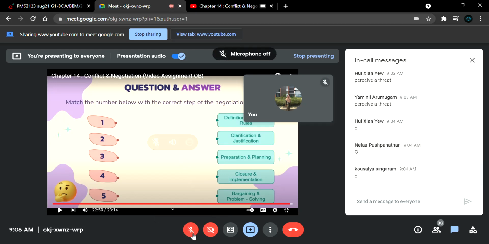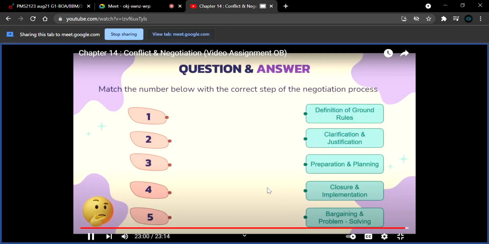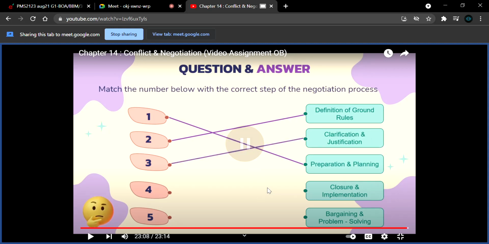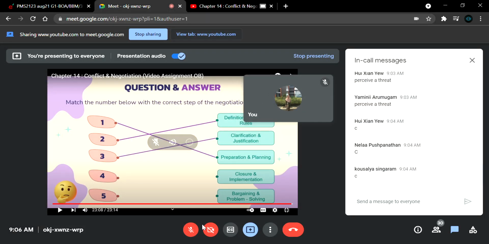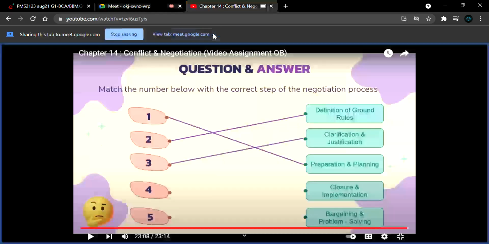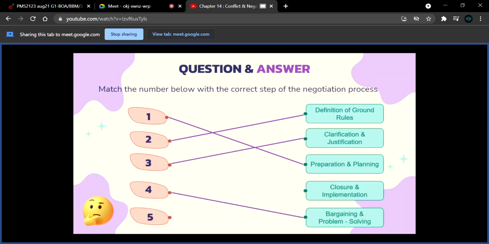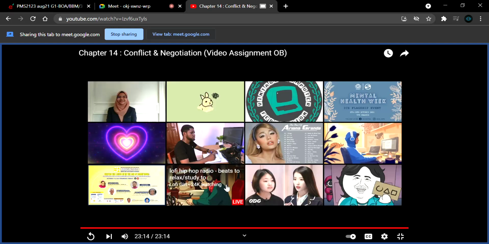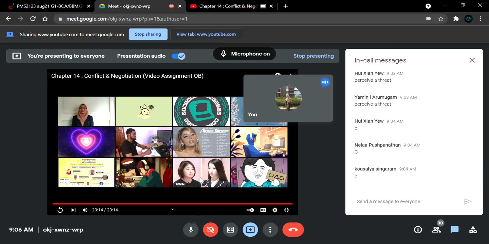Okay. Betul. Second step, definition of ground rules. Allah, dah ketiga dah. Next. Yang keempat. Bargaining and problem solving. Betul. Yang kelima. Closure and implementation. Okay. Allah.